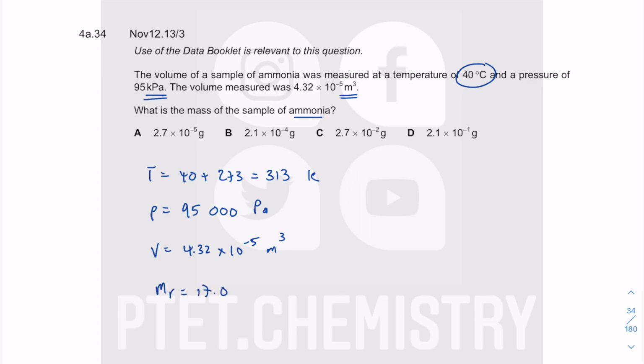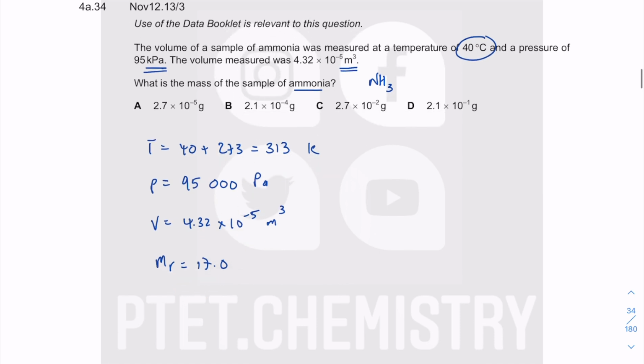Okay, so the Mr of ammonia. Ammonia is just NH3, something you will have been expected to know since your O-level days or GCSE or IGCSE days. So 14.0 plus 3 times 1.0. Your molar gas constant comes from your data booklet, so this is 8.31 joule per mole per Kelvin.